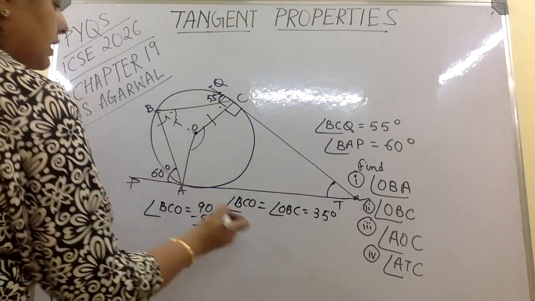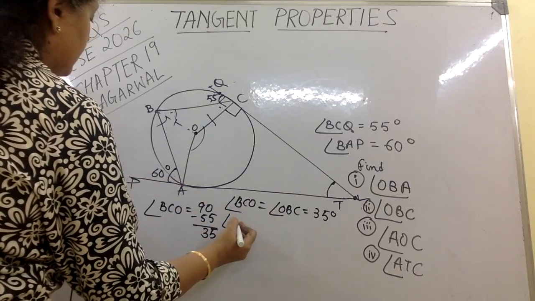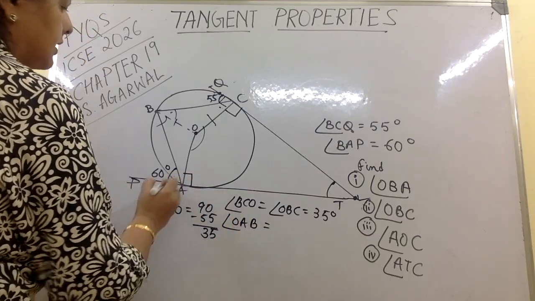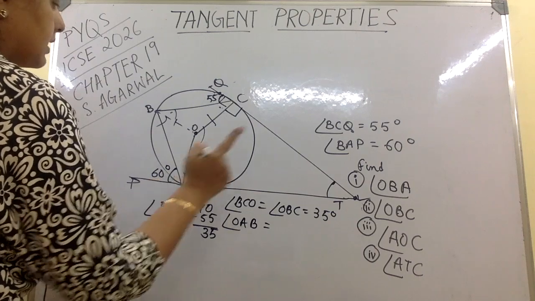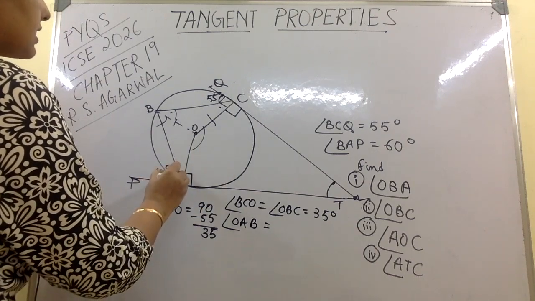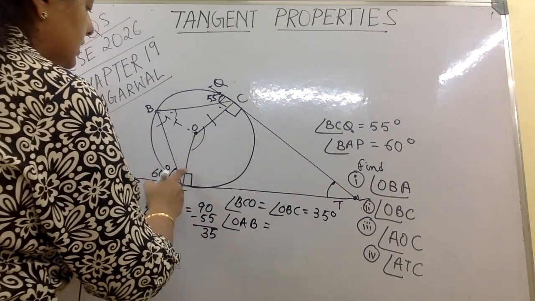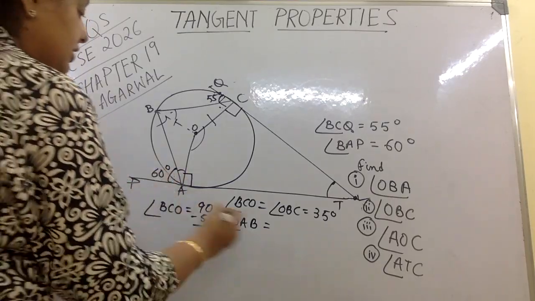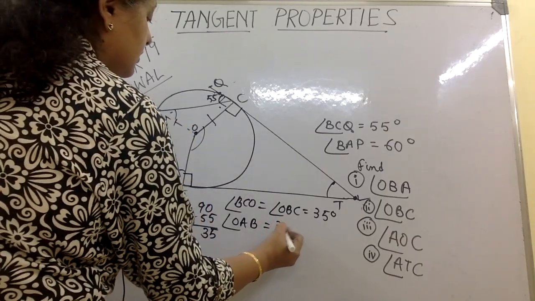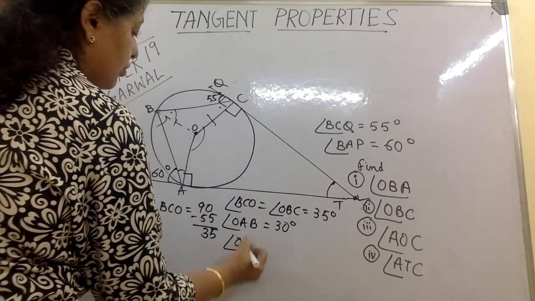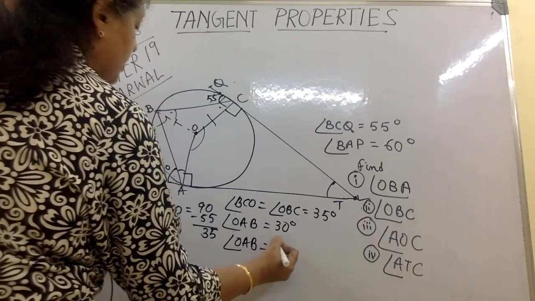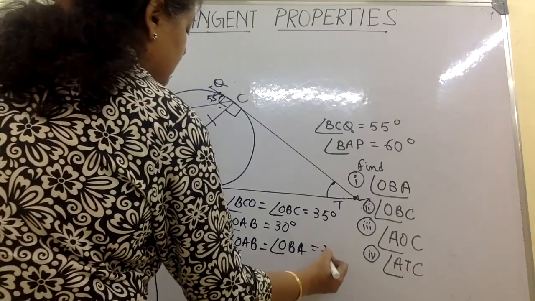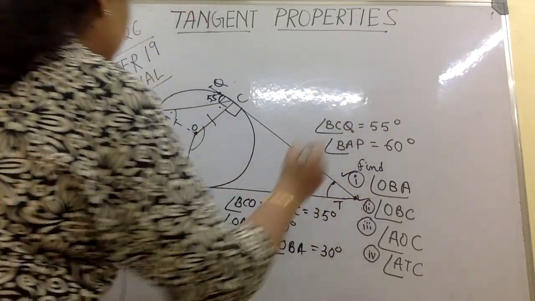Similarly, angle OAB: here this is 90. With the radius, the tangent forms a 90, I have already discussed. So this much angle is 30 degrees, because this side is also 90 and here I have 60 degrees. So angle OAB is 30 degrees. Now angle OAB is equal to angle OBA, and that is equal to 30. So we got this answer also.